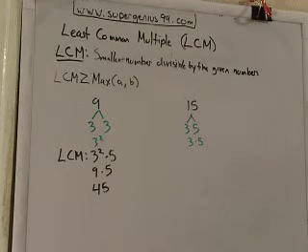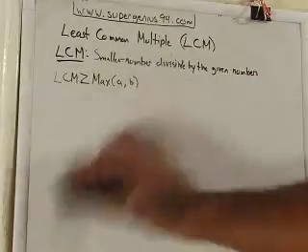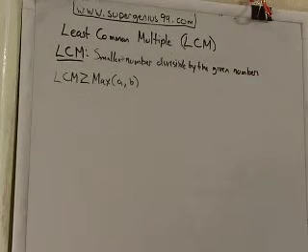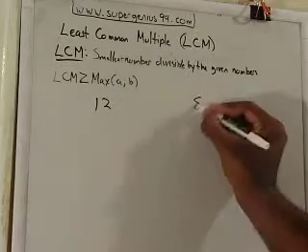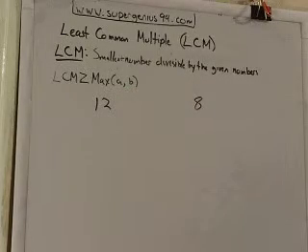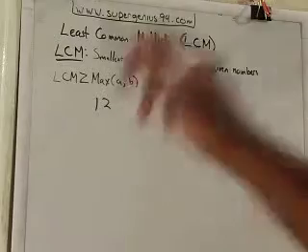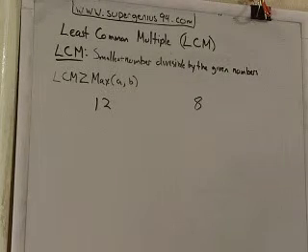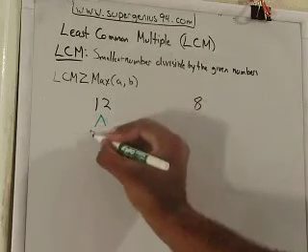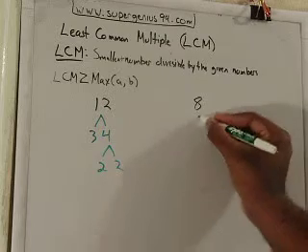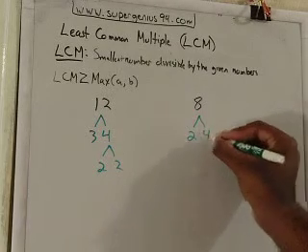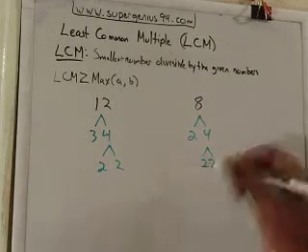Let's try another pair. How about 12 and 8? Let's find the LCM. So whatever LCM we come up with, it cannot be less than 12. Build a factor tree for 12. What times what gives us 12? 3 and 4, and then 4 can be broken down to 2 and 2. What times what gives you 8? 2 and 4. 4 can be broken down to 2 and 2.